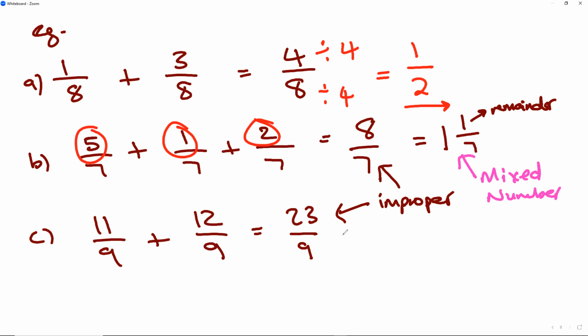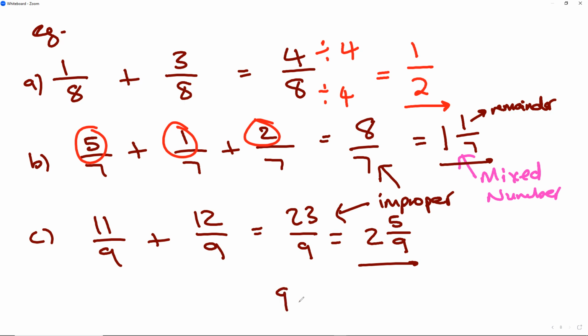I've got an improper fraction here. 9 will go into here 2 times. And the remainder will be 5 out of 9. Two times 9 is 18. 18 plus 5 is 23. So 2 and 5 over 9 would be the answer.